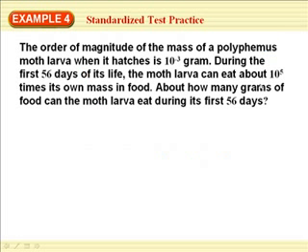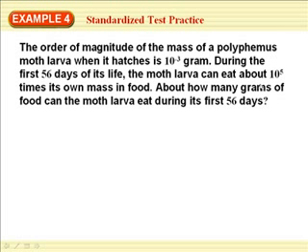The order of magnitude of the mass of the polyphemus moth larva when it hatches is 10 to the negative 3 grams. During the first 56 days of its life, the moth larva can eat about 10 to the 5th times its own mass in food. About how many grams of food can it eat during the first 56 days?